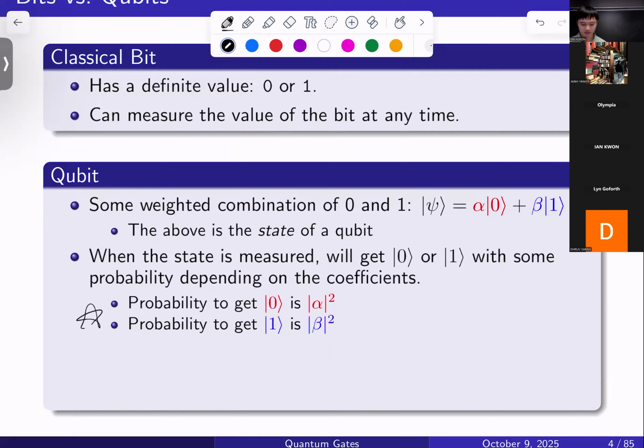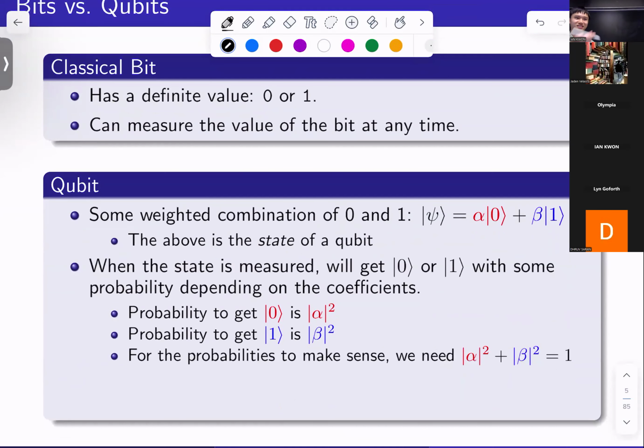Since there are only two options, 0 and 1, we need the probabilities to sum up to 1, right? Something is going to happen. It's either going to be 0 or 1. So we're going to have this condition, and we can refer to this as a sort of normalization of our state. I realize my handwriting might be bad, so let me know if you can't read it at any time. Does this make sense to everybody? This condition, that they are probabilities, means we need them to sum up to 1.